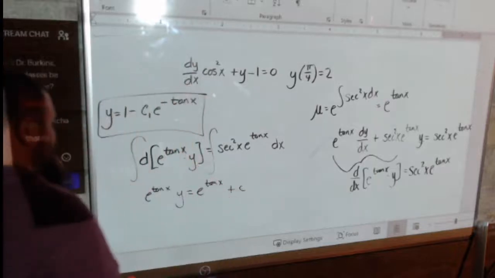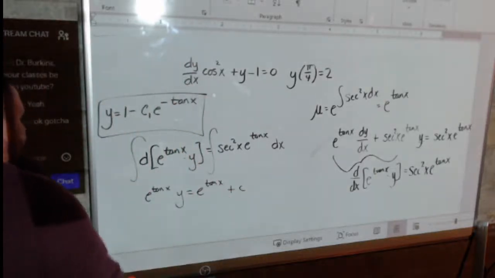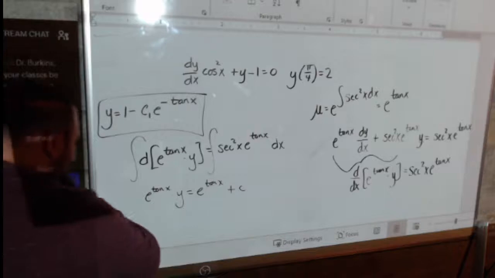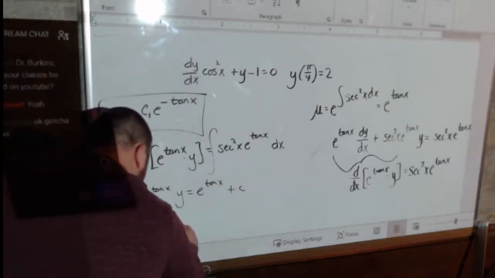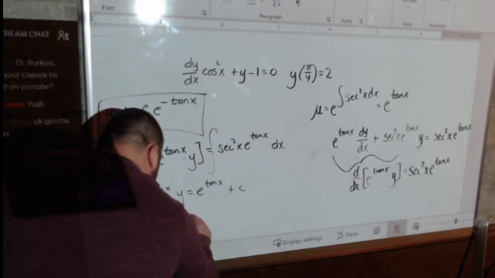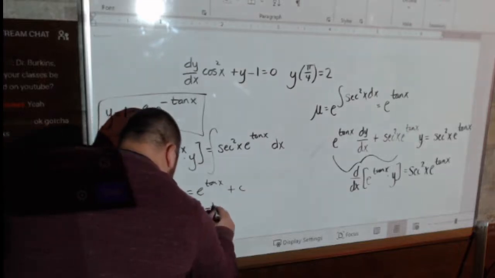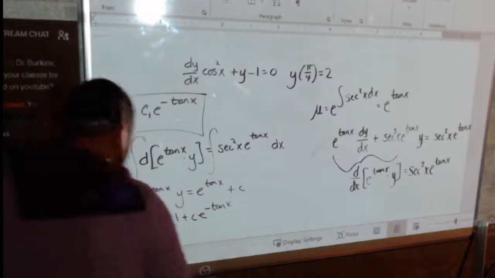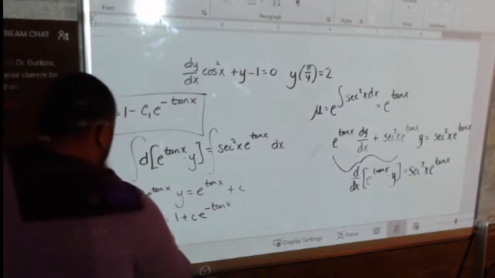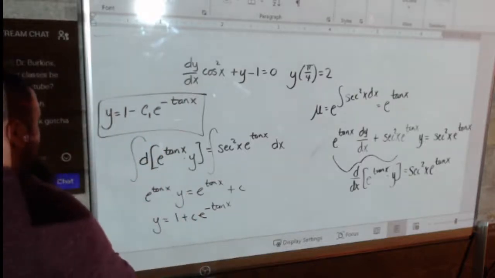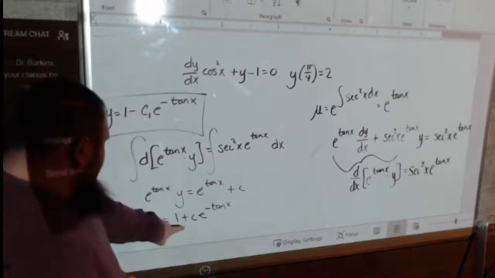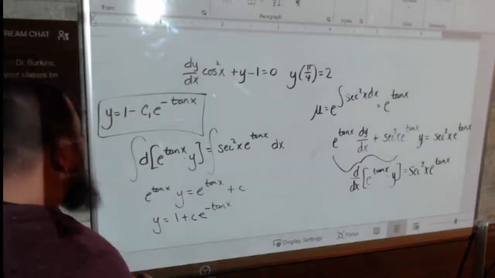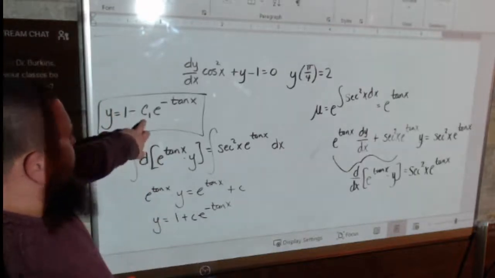Plus a constant, obviously. Solve for y. Divide everything by e to the tan. That gives me y equals 1 plus c e to the minus tan x. Would you believe it? It looks like I've got the same thing, except here I've got a minus c1 and here I've got a plus c. That's all a matter of constants.